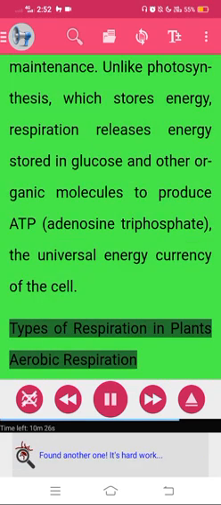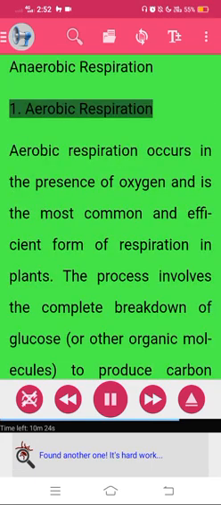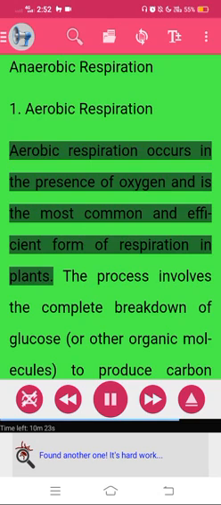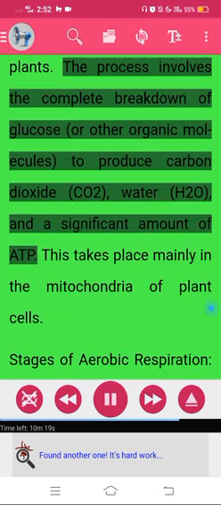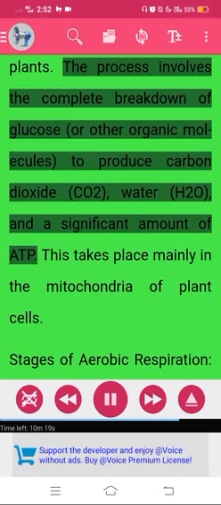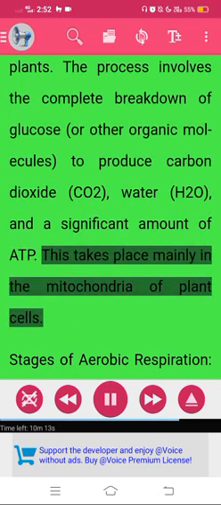Types of respiration in plants: aerobic respiration and anaerobic respiration. 1. Aerobic respiration. Aerobic respiration occurs in the presence of oxygen and is the most common and efficient form of respiration in plants. The process involves a complete breakdown of glucose or other organic molecules to produce carbon dioxide, CO2, water, H2O, and a significant amount of ATP. This takes place mainly in the mitochondria of plant cells.